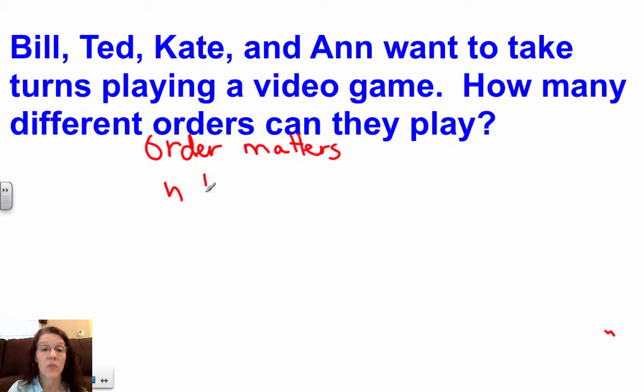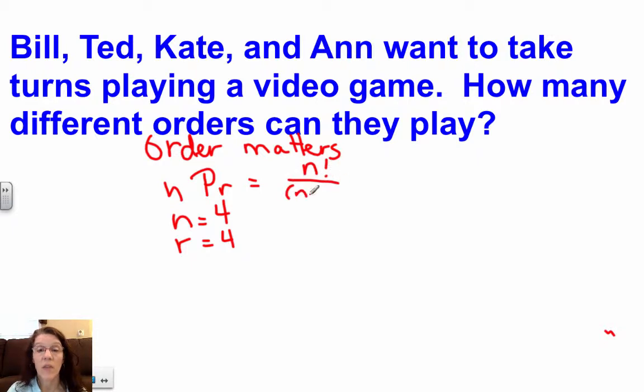So we're going to use the equation for nPr. N is the total number of things that we're choosing from. Well, there are 1, 2, 3, 4 different people in this group, so N is 4. R is the number of things that we're choosing. Well, we happen to be letting all 4 of them play, so R is also 4 in this case. And remember the equation was N factorial over N minus R factorial.